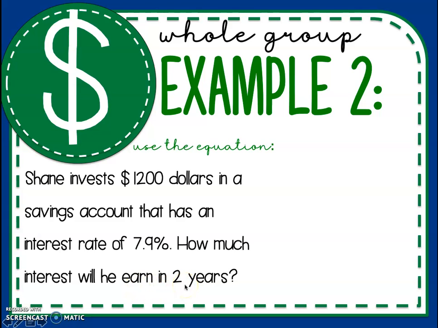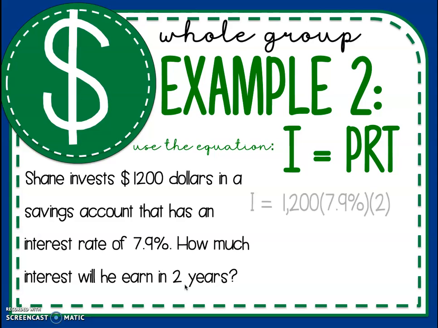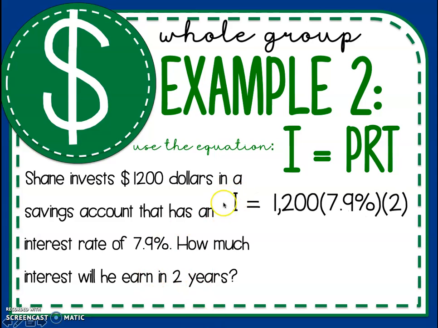So again, we're going to use the equation, and that's our first step, is to write that down. Our equation is I equals PRT, where P, R, and T is principal times rate times time. Then we're going to fill in the amounts that we know. We're going to leave interest as an I because we don't know what the interest is. That's what we're solving for.